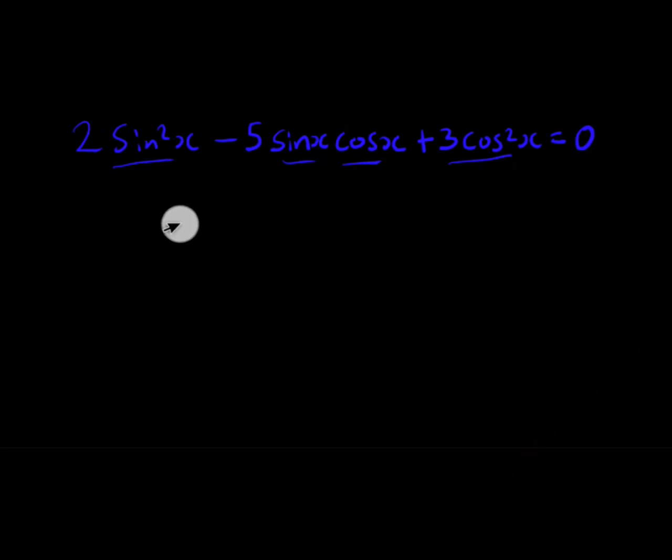Why are we going to divide by cos squared? We're dividing by cos squared because we want to end up having tan. I'll show you the significance of this. It's just the method: all you have to do is divide everything by cos squared.